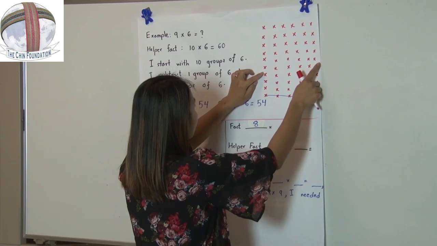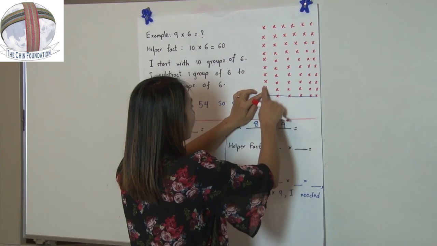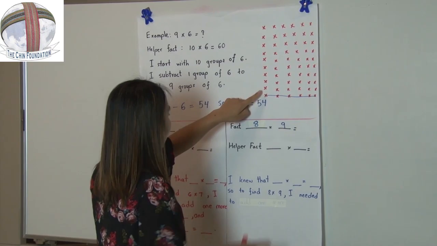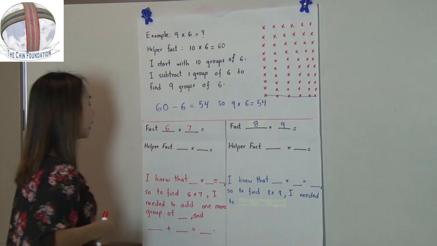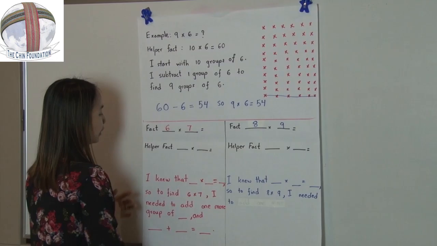6 times 8 groups of 6, 9 groups of 6, 10 groups of 6. Six times 10 to the... cross out one group of 6, that means I minus one group of 6, so it becomes 54. So 9 times 6 is 54.